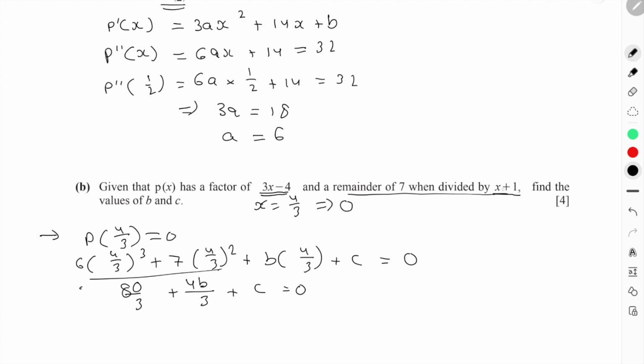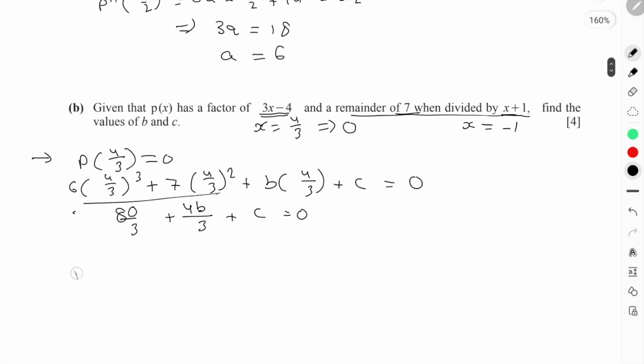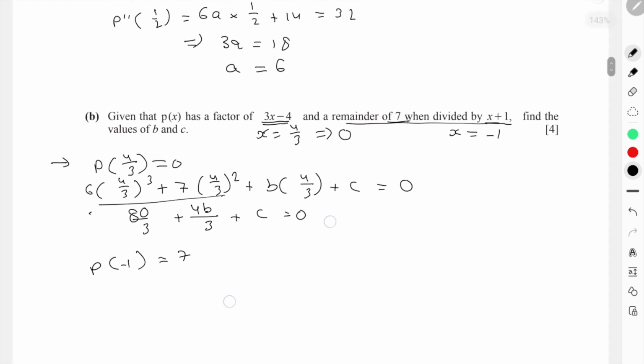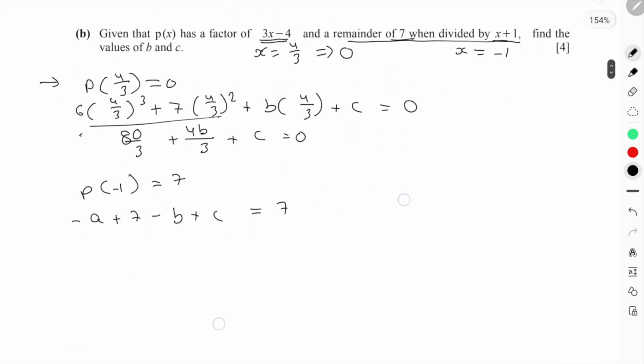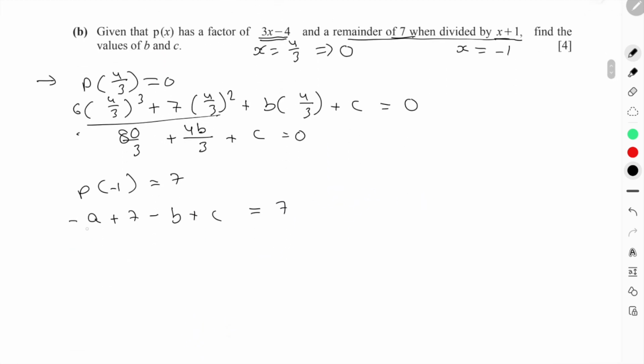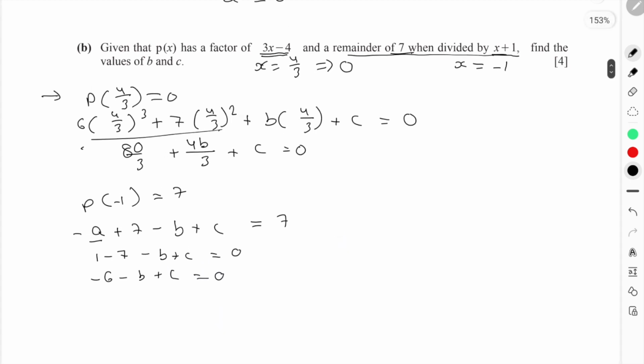And now when it's divided by this, we get a remainder of 7. So x is minus 1. So let's put p of minus 1 equals 7. So that's minus a plus 7 minus b plus c equals 7. We know a is 6. So this is just going to be minus 6. And then let's bring 7 here, equals 0. So that's minus 6 minus b plus c equals 0. Let's write this in terms of c. So that's b plus 6.